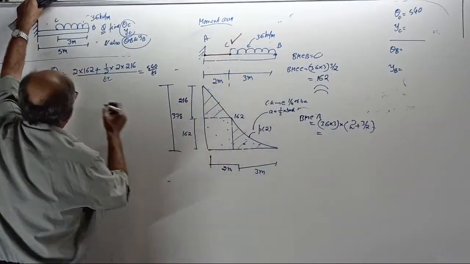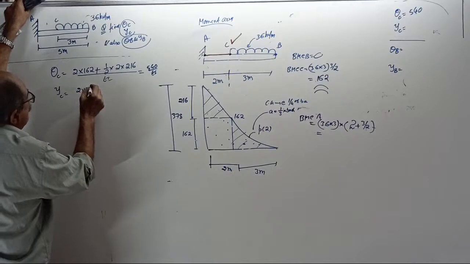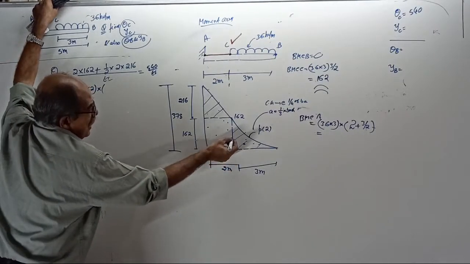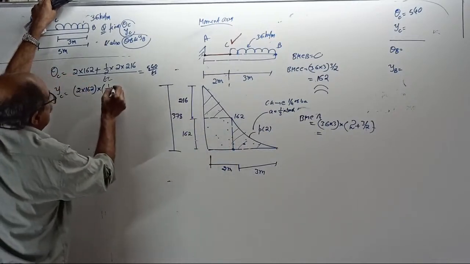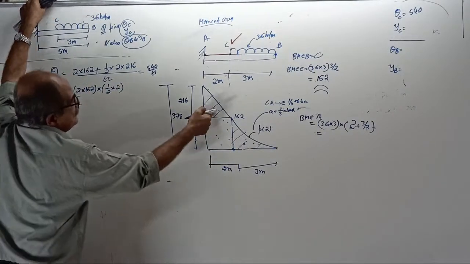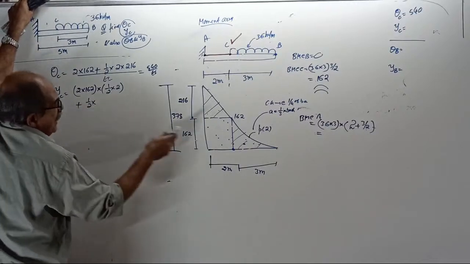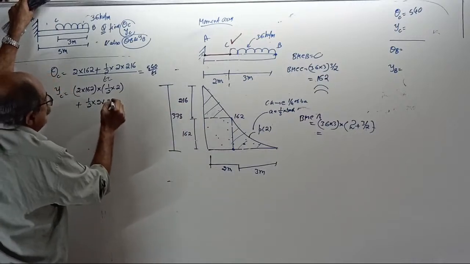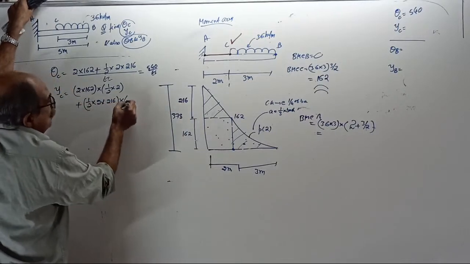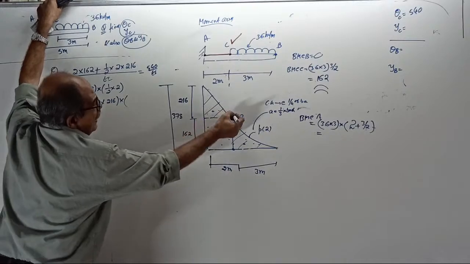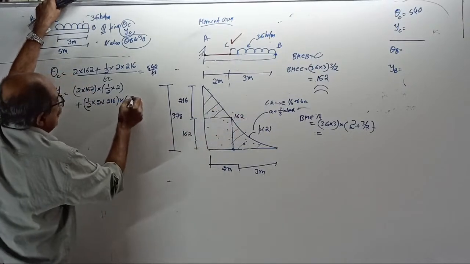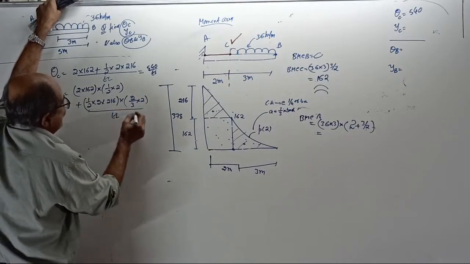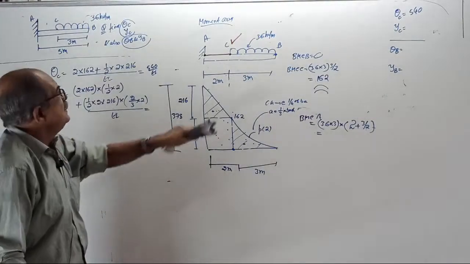How much? 2 into 162 is the area into moment about this point, half of 2, plus this area: half into base 2, this 2 is not this 2, into height 216, into its CG, which will be somewhere about this point, 2/3 of 2. Divide by EI. Tell the answer. That will give deflection at C.